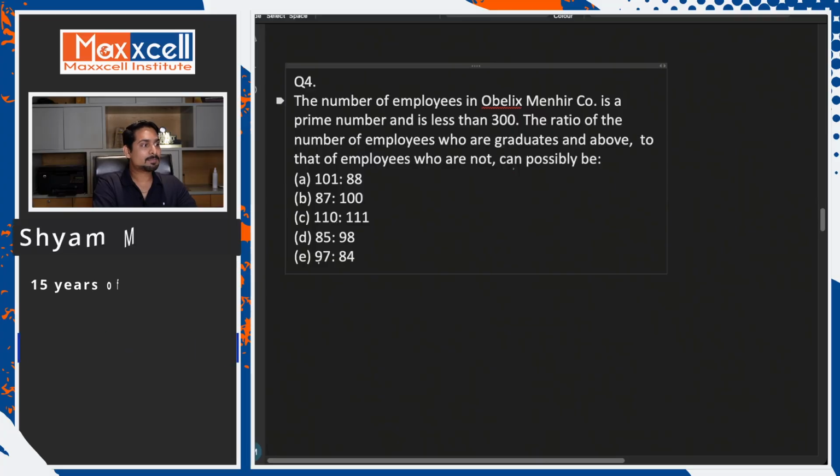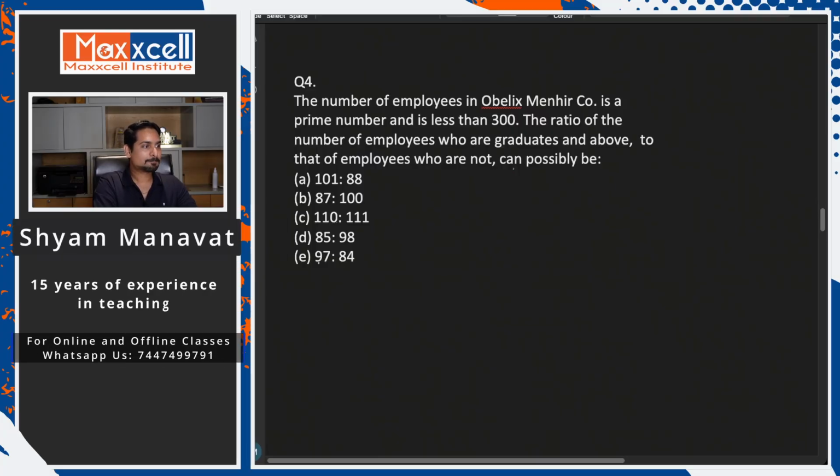The question says the number of employees in a company here is a prime number. The number of employees is a prime number and less than 300. That's fine. The ratio of the number of employees who are graduate and above to that of employees who are not. Not means not graduate.